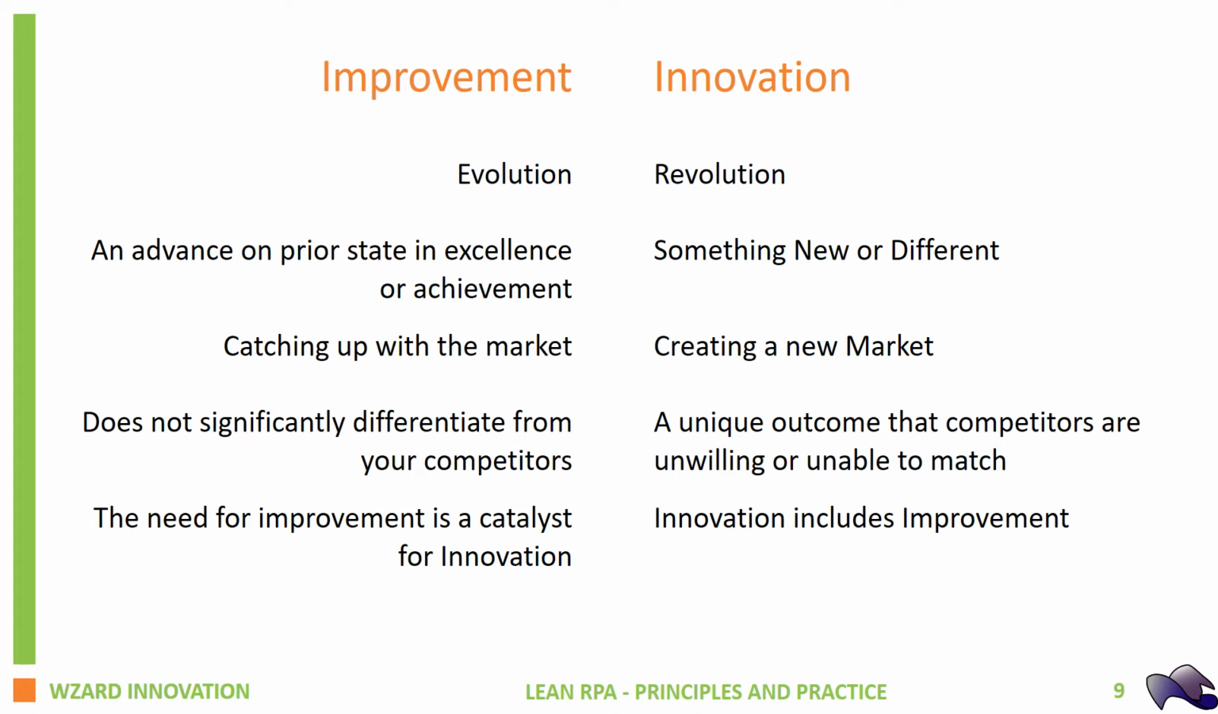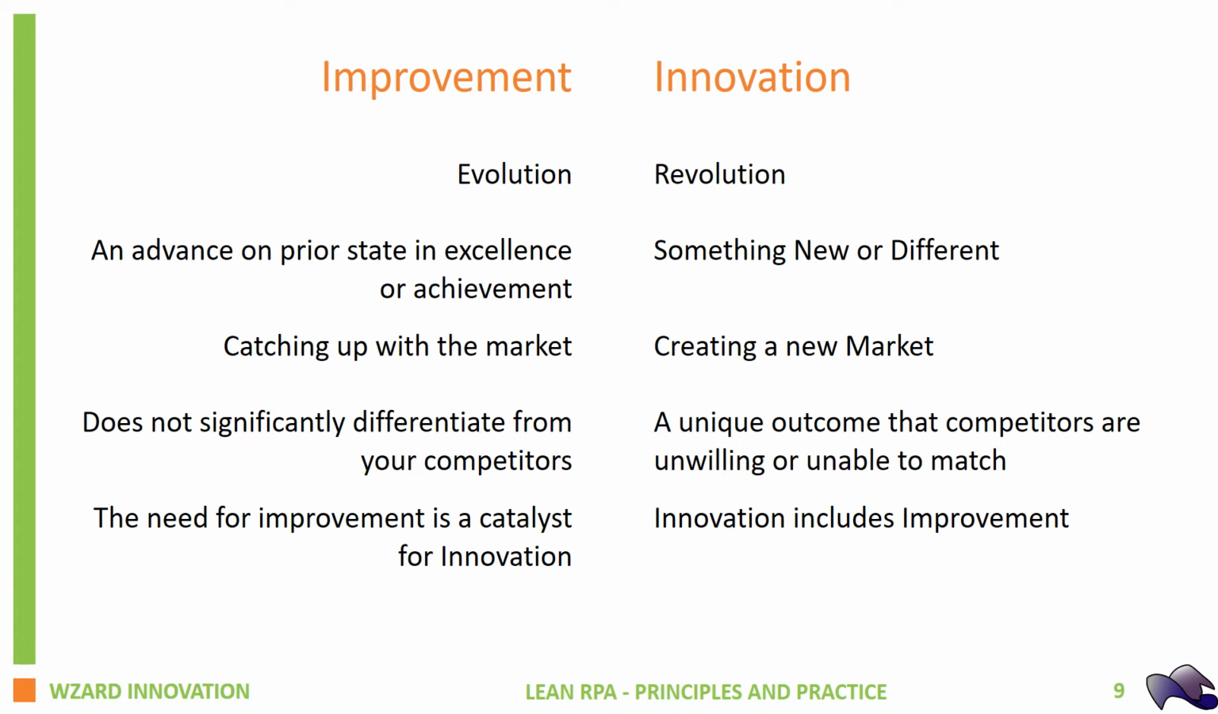Improvement, because of its incremental approach, often does not significantly differentiate you from your competitors. Now, sometimes we do see a level of efficiency gained that does significantly differentiate you from your competitors. So it can happen. But if we follow the 80-20 rule, most of the time it's usually an evolution of one step to the next.